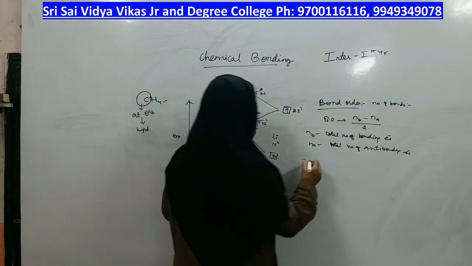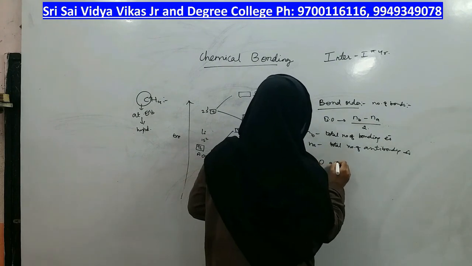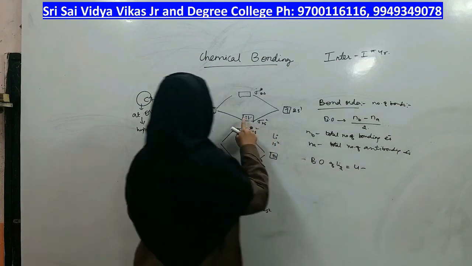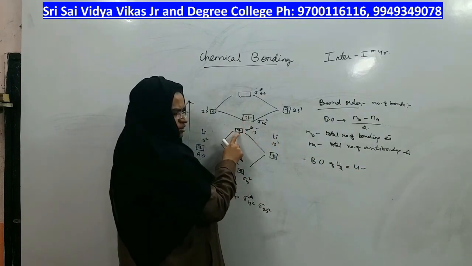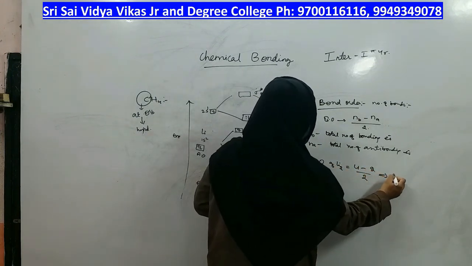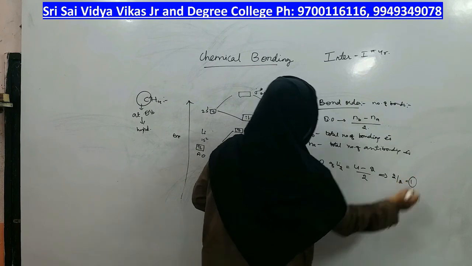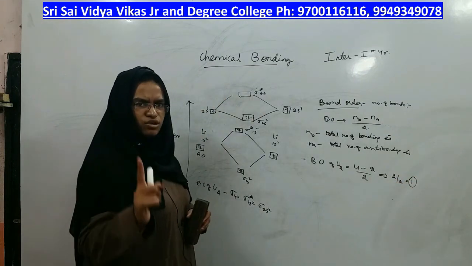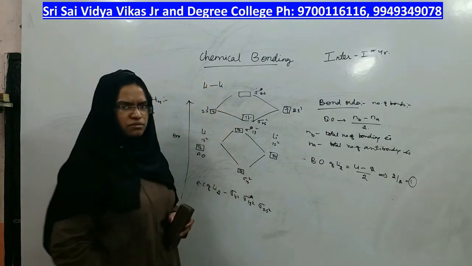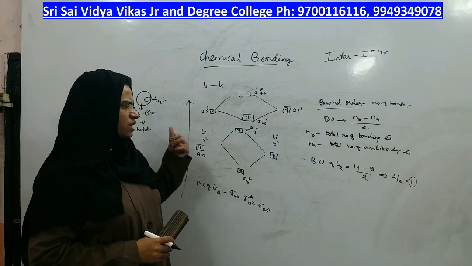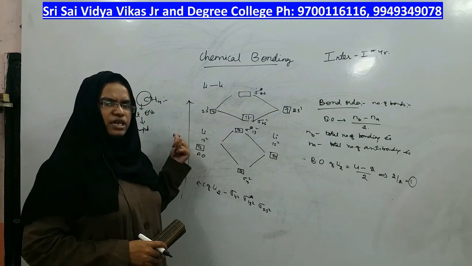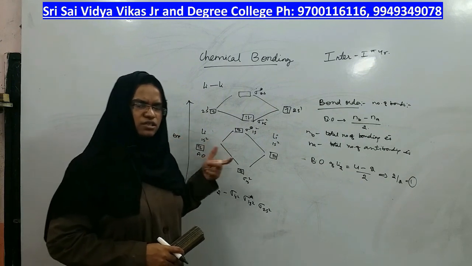4 electrons are there. Bond order of lithium molecule is equal to 4 minus, where are anti-bonding? Here only. Electrons are only here, 2, by 2. 2 by 2 is 1, therefore in lithium molecule there is only one bond between two lithium atoms, right? This is a simple molecule. In helium also you will get the bond order as 1 only, and in hydrogen molecule also you will get the bond order as 1 only, right?